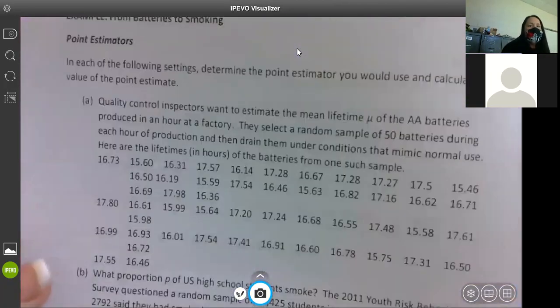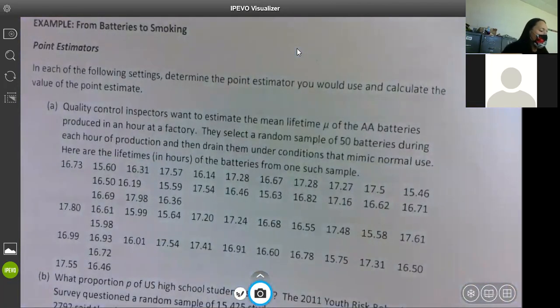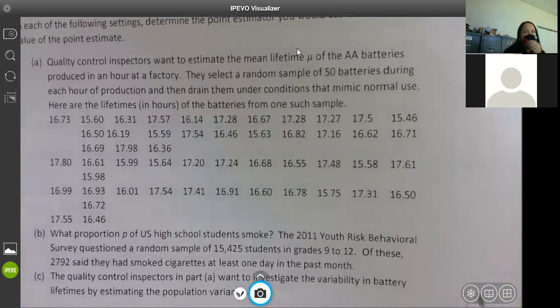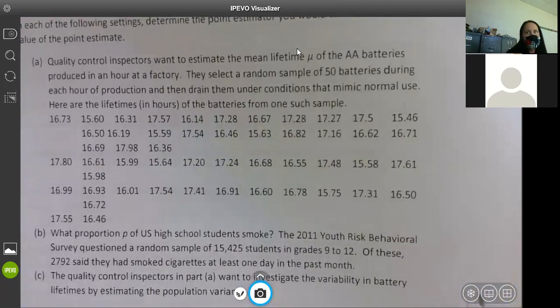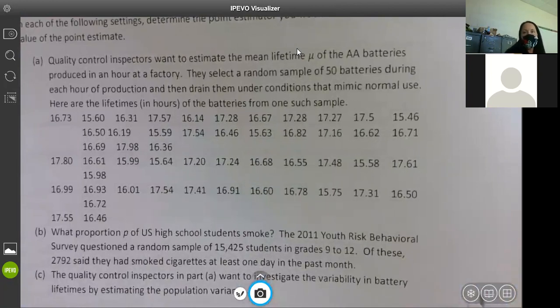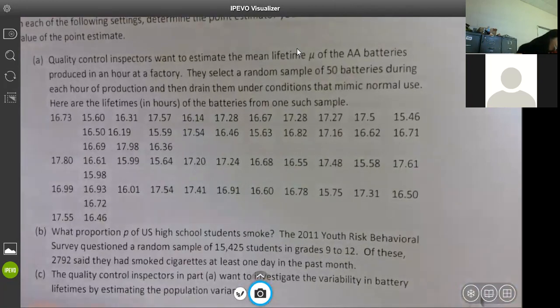All right. So in each of the following settings, determine the point estimator you would use and calculate the value of that point estimate. Quality control inspectors want to estimate the mean lifetime mu of the AA batteries produced in an hour at a factory. They select a random sample of 50 batteries during each hour of production and then drain them under conditions that mimic normal use. Here are the lifetimes in hours of the batteries from one such sample. So we're going to start with A.